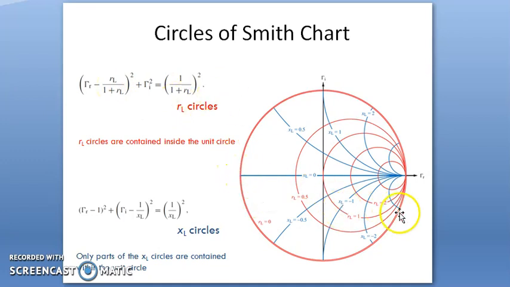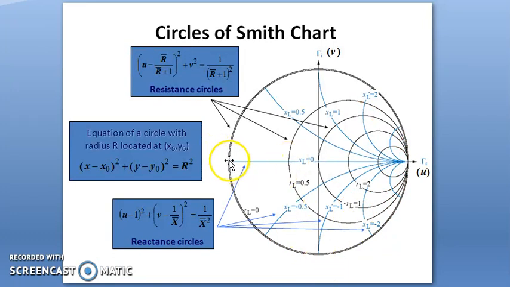Therefore, the completed circles are drawn in the Smith chart. Next, the reactance circles are drawn using different reactance values. The different reactance values give the center and radius of the circles. The completed circles are called resistance circles. The incomplete circles are called reactance circles.